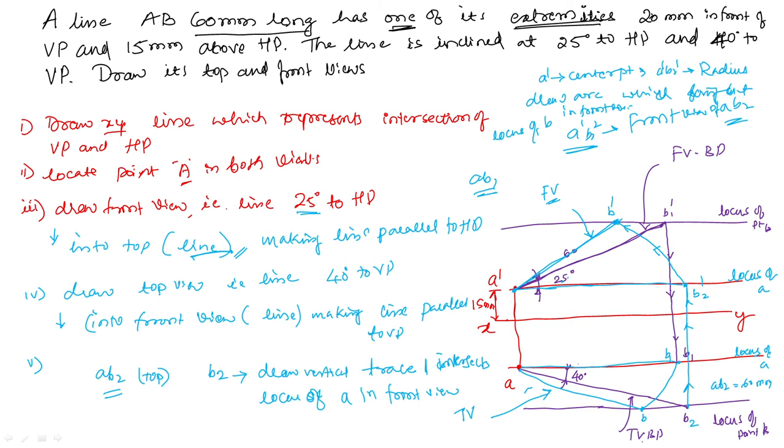Now from this point A, take a radius of AB1 and draw an arc which is going to intersect the locus of point B. Mark that point as B, then join point A and point B. This will give the top view. Now this is the true top view. This is the true front view. Clear? Yes, sir.